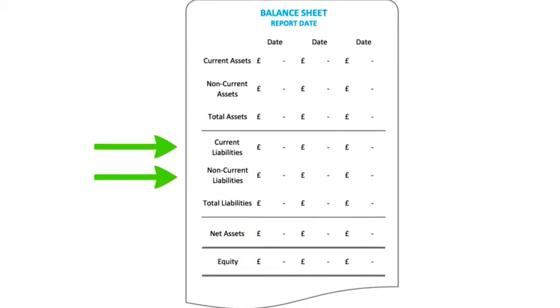Your net assets is simply a sum of your total assets less your total liabilities. And this comes in useful because the sum of this will also equal your equity, which is the value of your business, which also shows the funds your business has available.